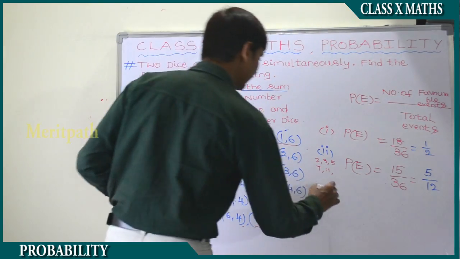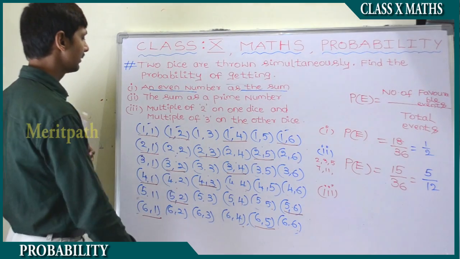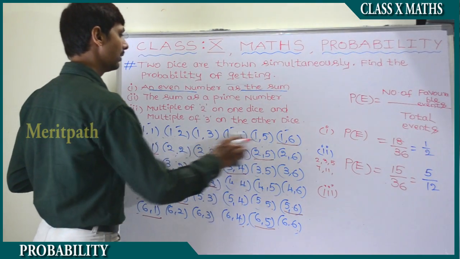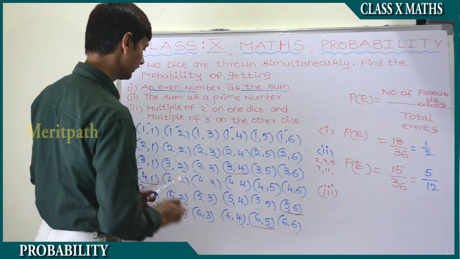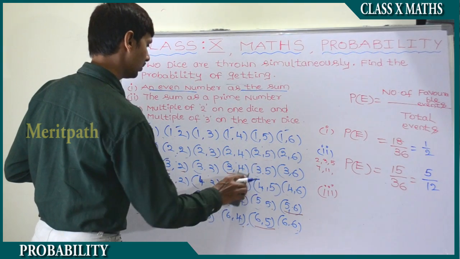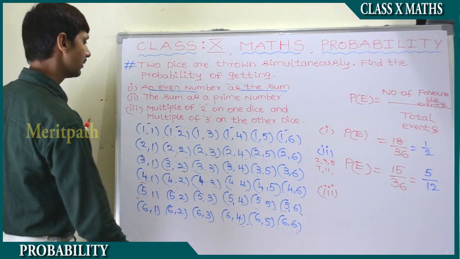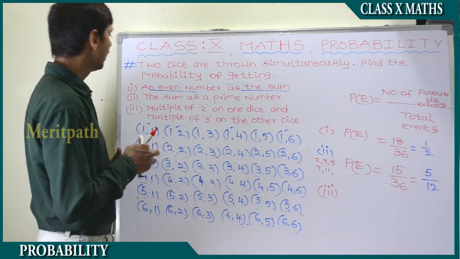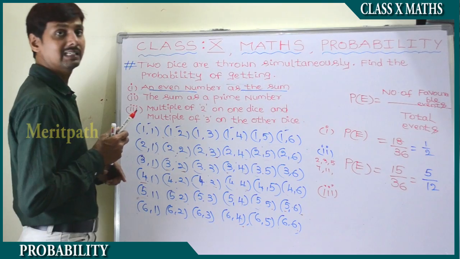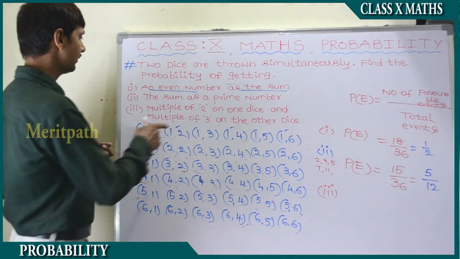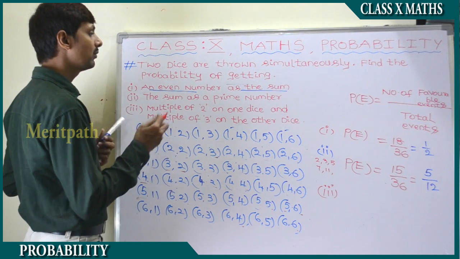And the third situation, the third problem, is multiple of 2. First, let's rub out all these underlines to understand clearly for the next one. So the third problem is multiple of 2 on one dice and multiple of 3 on the second dice. Multiple of 2 on the first dice, multiple of 3 on the second dice.